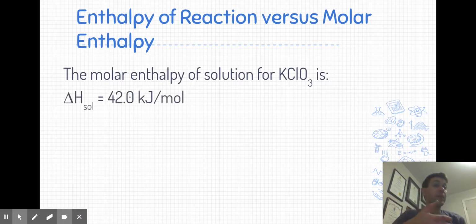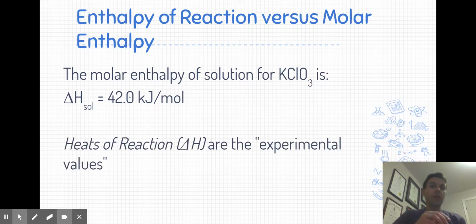The molar enthalpy is talking about the same reaction, dissolving KClO3 in water, but it's referenced per mole of the solute, KClO3. So if we are to dissolve 1 mole of potassium chlorate in water, it would absorb 42 kilojoules.